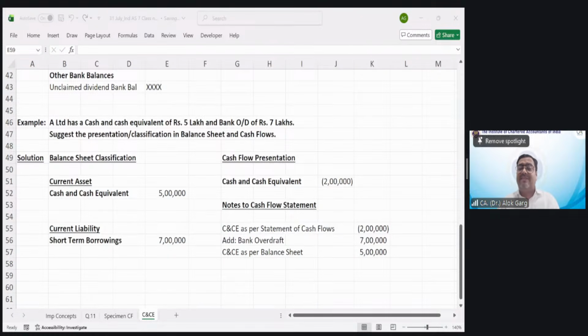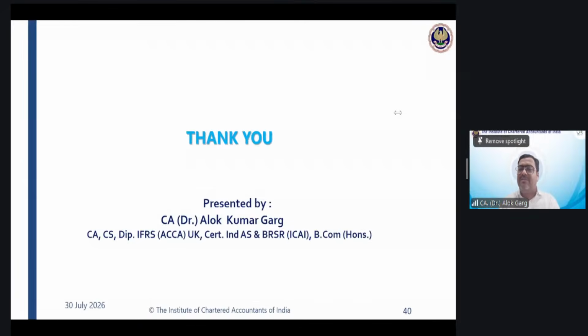You will show it as a what? As a cash and cash equivalent. You will show it as a cash and cash equivalent. That is what the standard says. Okay. Because in IFRS, in IAS 7, this treatment was there, so we have taken the same treatment in IAS 7.